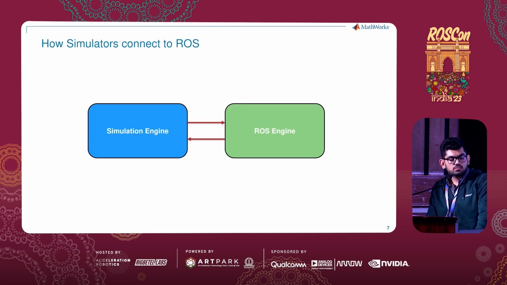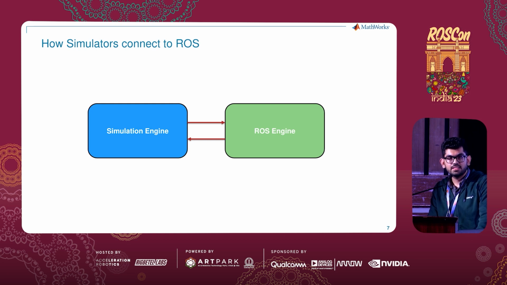So coming on to the next topic, how are these simulators actually connected to ROS? In this slide, you can see that there are two particular components that operate when we run a simulation. First is the simulation engine and the second is the ROS engine. Both of these are independent processes. Now, for them to work together, there needs to be some data communication that needs to take place.